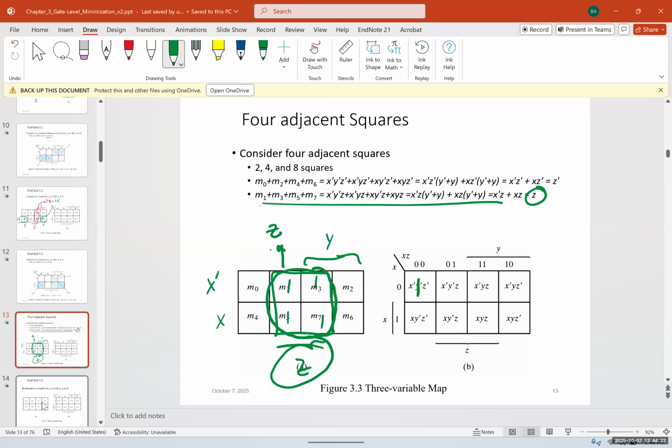And if we have all 4 corners, so m0, m2, m4, and m6, we can combine these 4 together, and all they have in common is z prime. So the answer would be z prime.